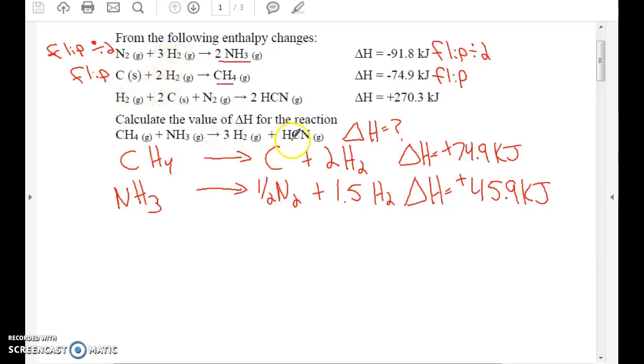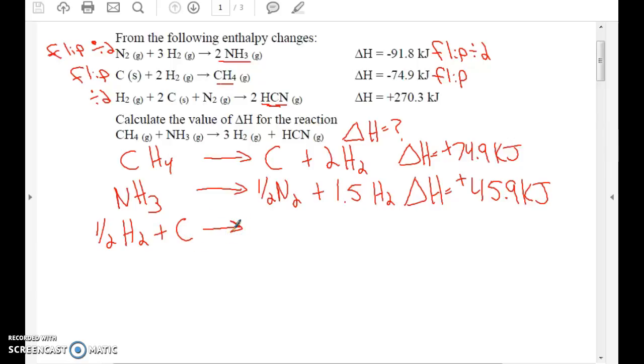And the last thing is 1 mole of HCN, that is a product, and here it is here. It's shown on the product side, so we do not have to flip it, but the coefficients don't match. This has a coefficient of 1, here it's shown with a coefficient of 2, so for this sub-equation, we are going to divide by 2. So that 1 mole of hydrogen gas becomes a half mole of hydrogen gas. The 2 moles of solid carbon become 1 mole.